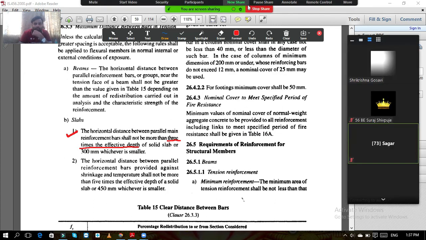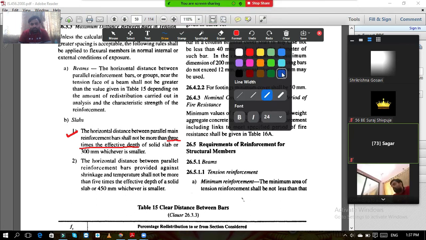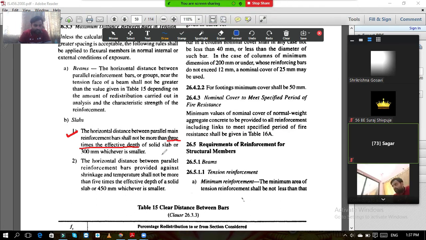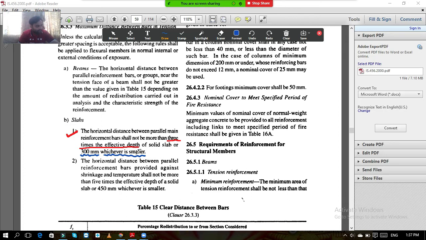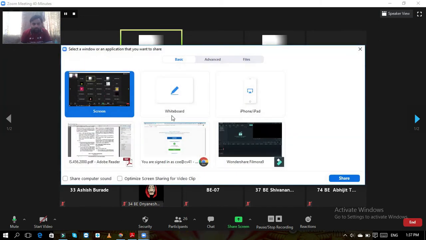And the second clause, what it says, the sentence continues with that, 300 mm whichever is smaller. So for the spacing, the next clause is 3 times the effective depth and 300 mm whichever is smaller, that we need to calculate. Now we will go back to our problem.